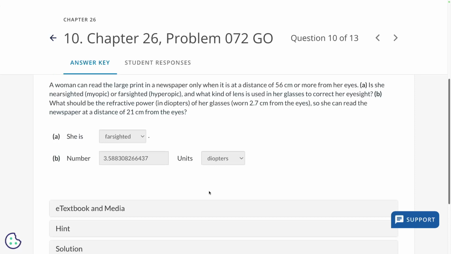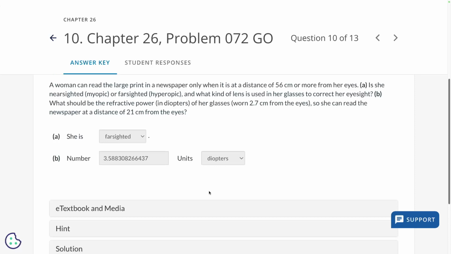A far-sighted person needs a magnifying glass, a converging lens. A nearsighted person needs a diverging lens. Take that to the bank. That's true, right? That never switches, okay?